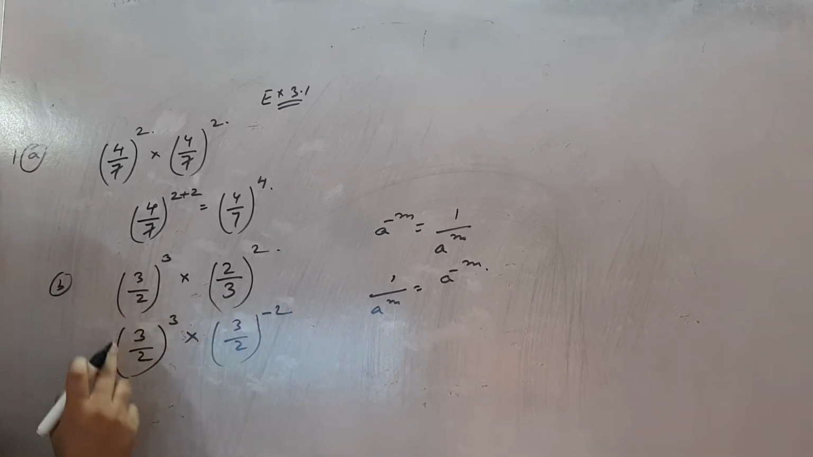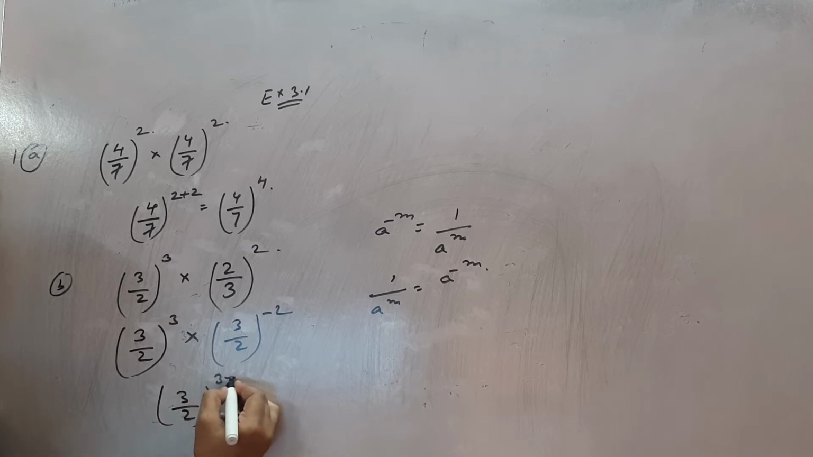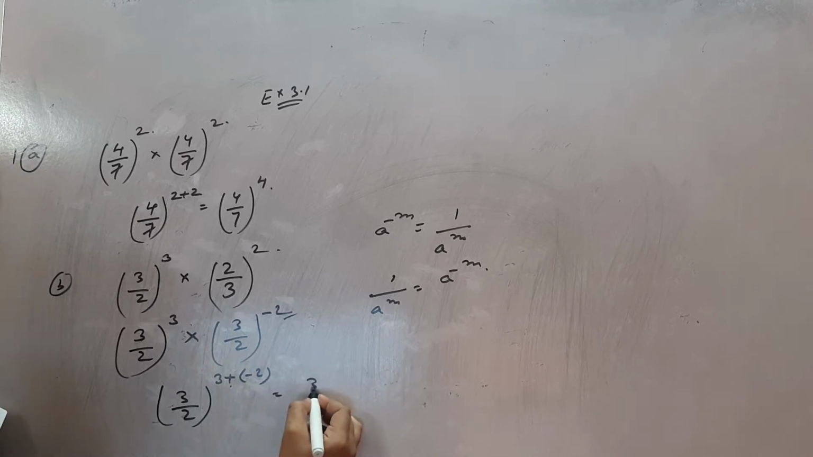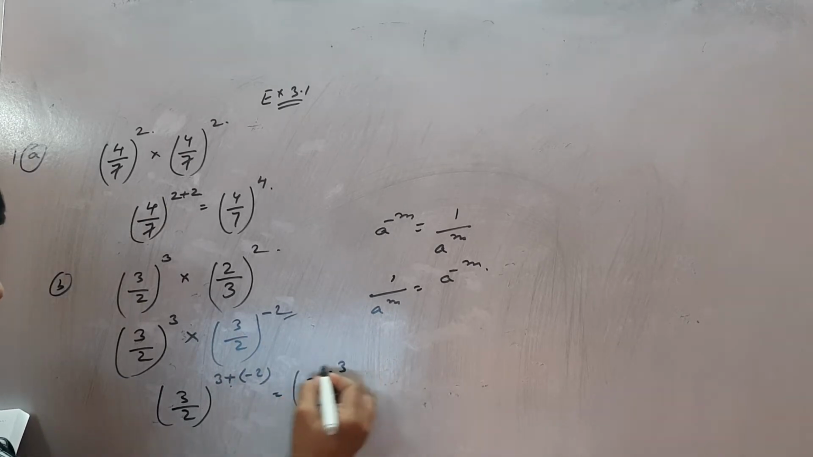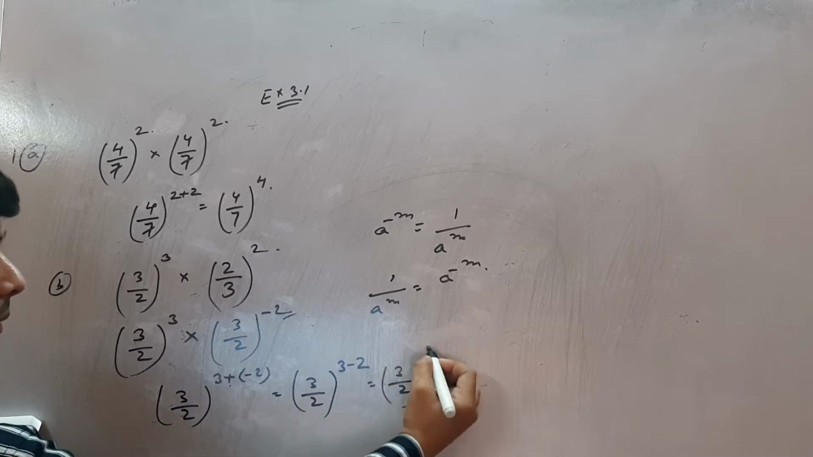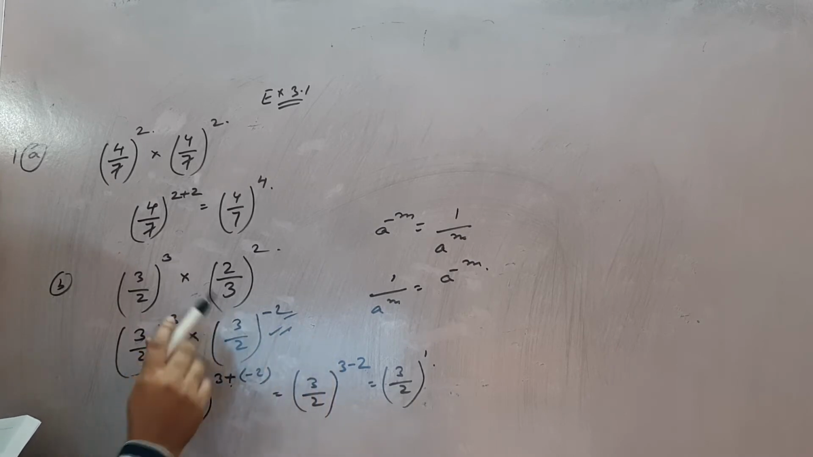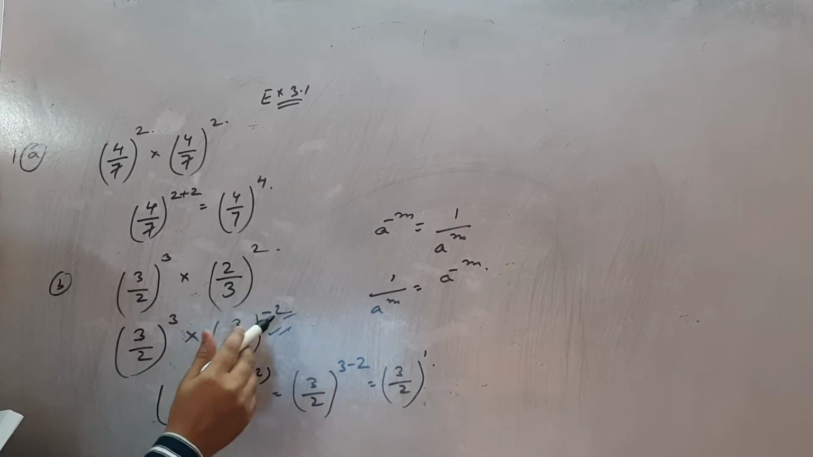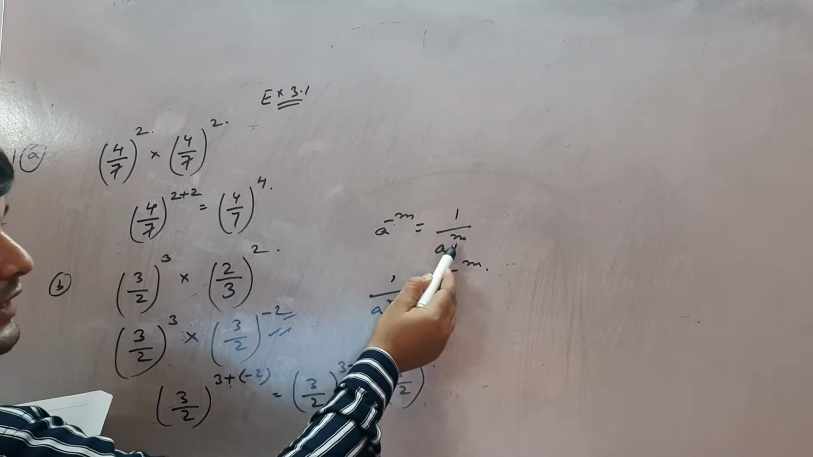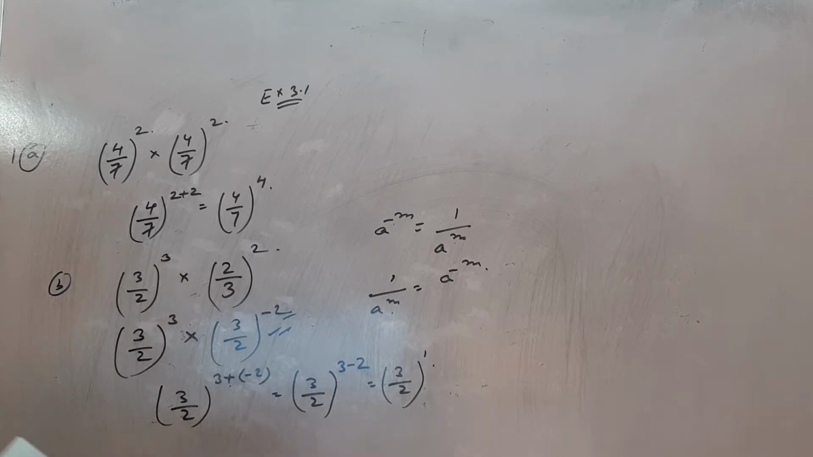Clear? Okay, you see at that time these two bases are the same. So when two bases are the same, powers always add, but there is a given minus 2. So the answer is 3 upon 2 to the power 3 plus minus 2, so 3 upon 2 to the power 3 minus 2, which is 1. Remember this one: when you reciprocate, the power changes. Where it is minus, it becomes plus, and where it is plus, it becomes minus. Okay, note it down.